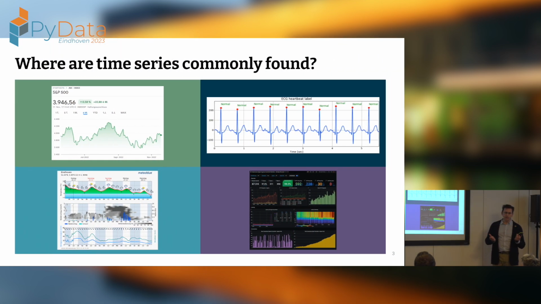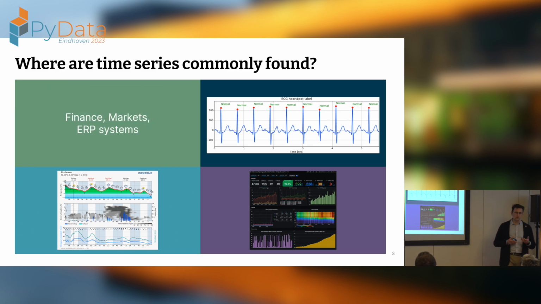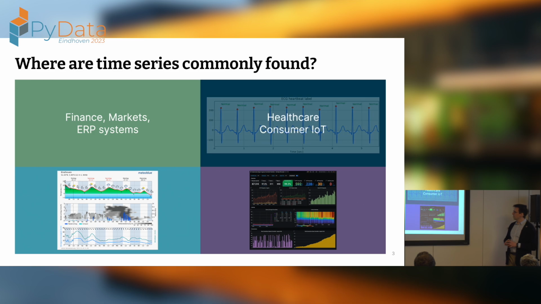So where are they commonly found? A couple of examples. Financial data is probably the one that you know the best. ERP systems, so enterprise resource planning, markets, wherever big money is involved. It's interesting what happened in the past, and most importantly, what will happen in the future, because this is where the money is.